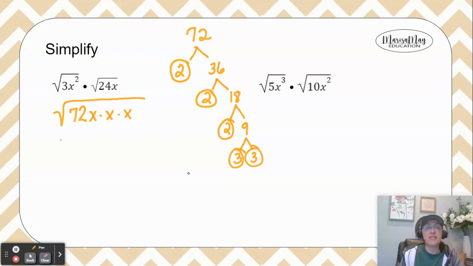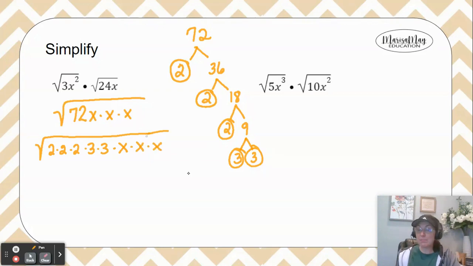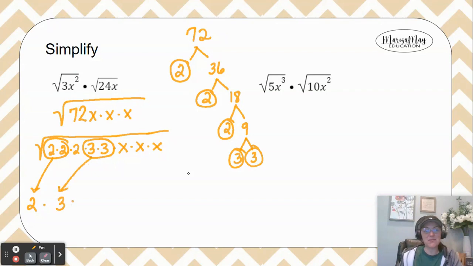Now, instead of the 72 under here, I'm going to write out all my dead branches. So that's 2 times 2 times 2 times 3 times 3. And then don't forget my times x times x times x. Now, when we simplify, we're looking for pairs. So I've got a pair of 2's. I'm going to write a 2 out here to stand for that pair. I've got a pair of 3's. Sounds like we're playing cards, doesn't it? So I'm going to write a 3 out there for my pair of 3's.